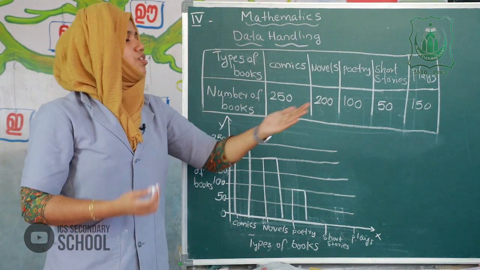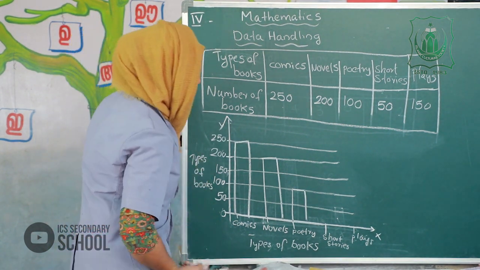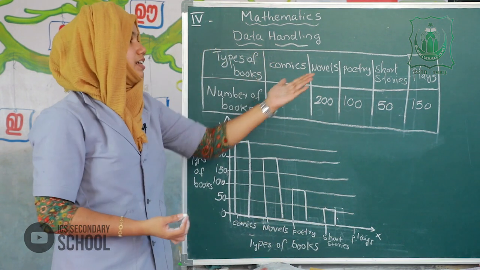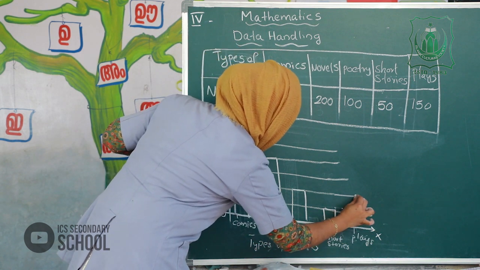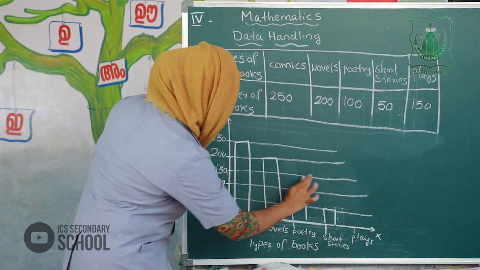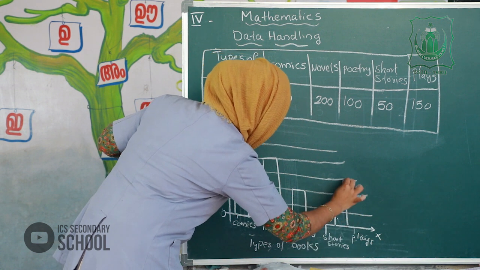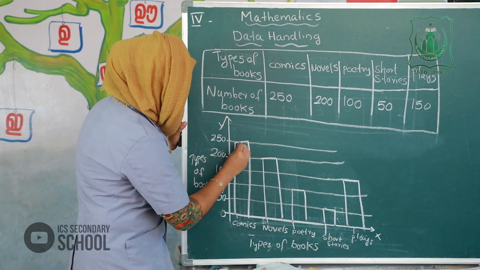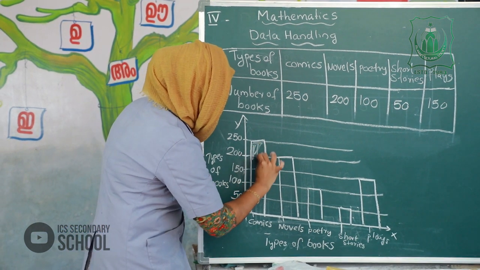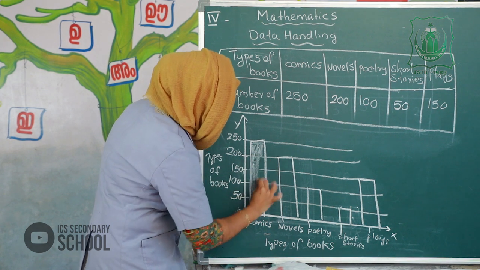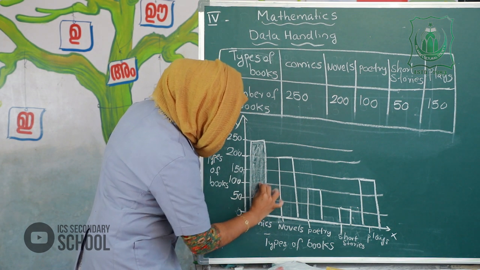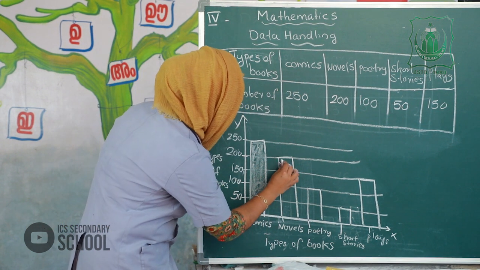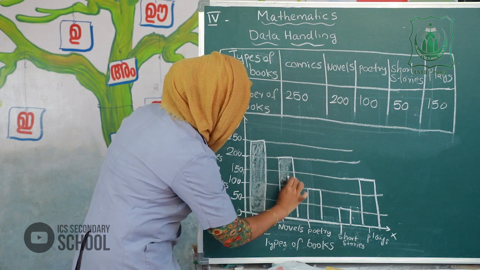How many short stories are there? Yes, 50. How many plays are there? 150. Okay, is it clear? So, 250 comics are there. Next, how many novels are there? Yes, 200 novels are there.